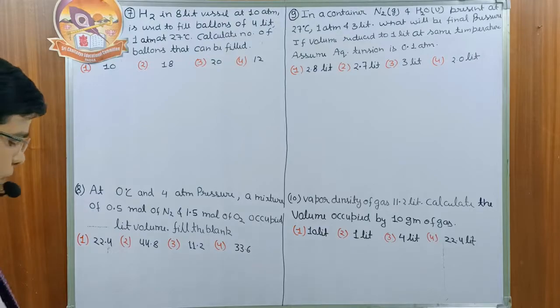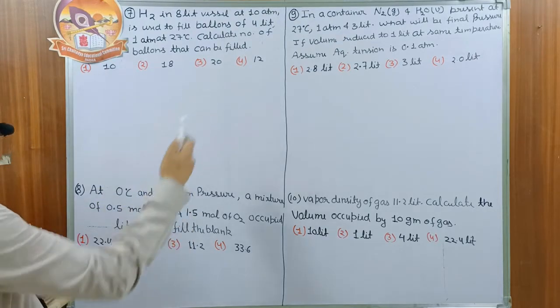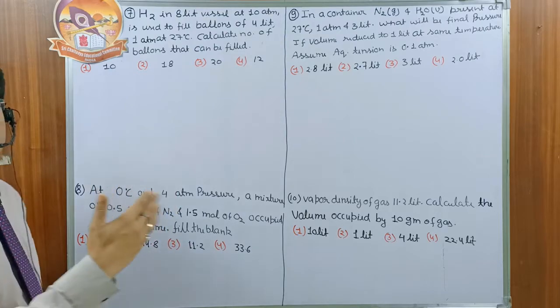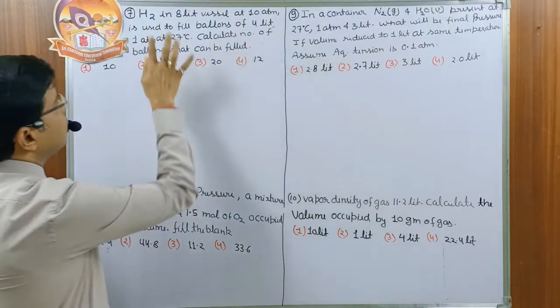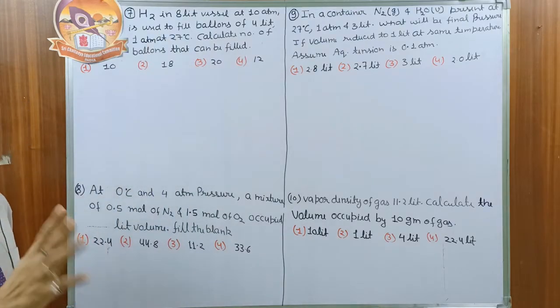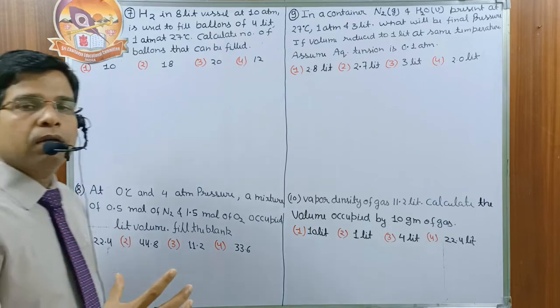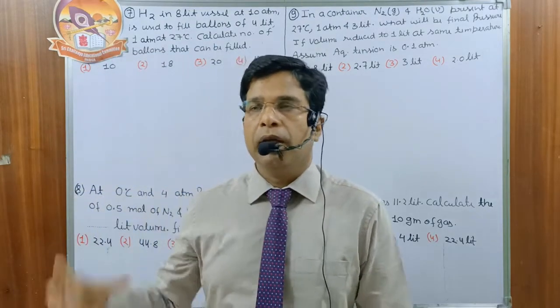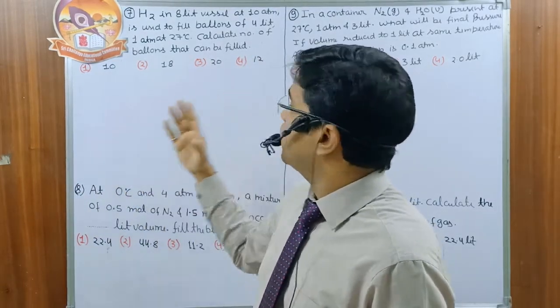Number 7. Hydrogen gas is given in an 8-liter vessel at 10 atmosphere pressure, and this hydrogen gas is used to fill balloons. Every balloon has a volume of 4 liters at 1 atmosphere pressure and temperature 27 degrees centigrade. From a big tank which contains the hydrogen gas, the volume of the hydrogen gas is 8 liters and the pressure is 10 atmosphere.